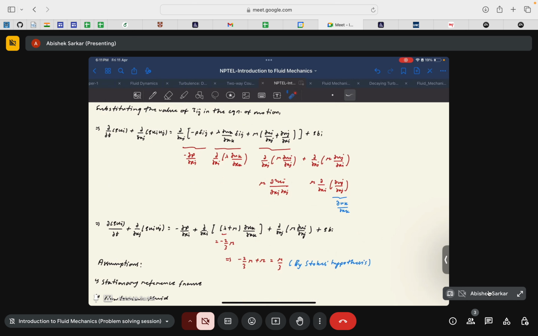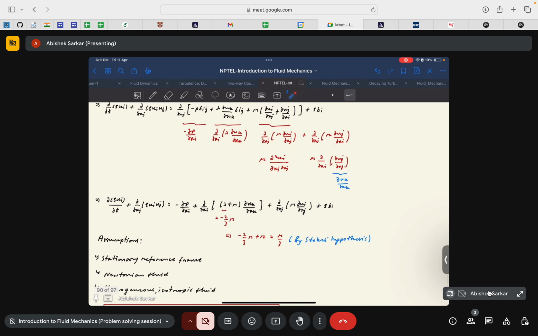∂/∂t of ρui plus ∂/∂xj of ρui uj is equal to minus ∂p/∂xi plus ∂/∂xi of (λ plus μ) ∂uk/∂xk plus ∂/∂xj of μ ∂ui/∂xj plus ρbi. Sorry for this repetitive use of differential terms, but it is what it is. We have to use that for proper understanding.